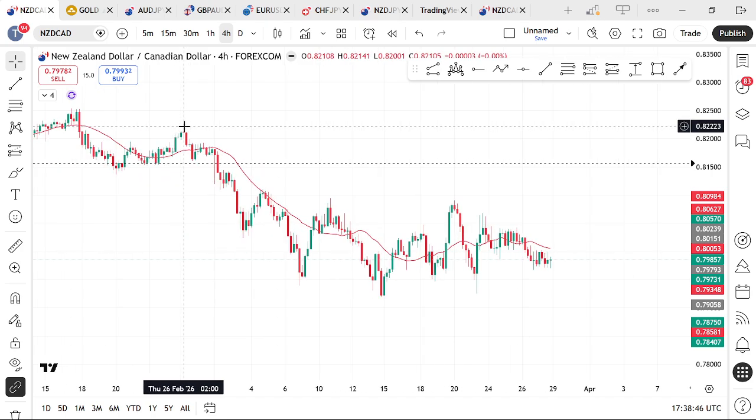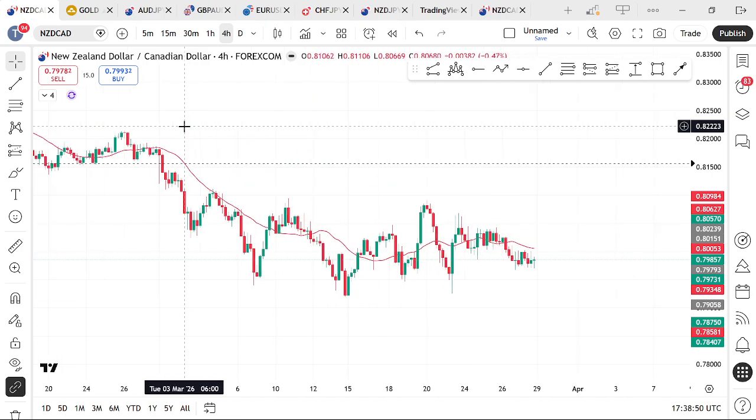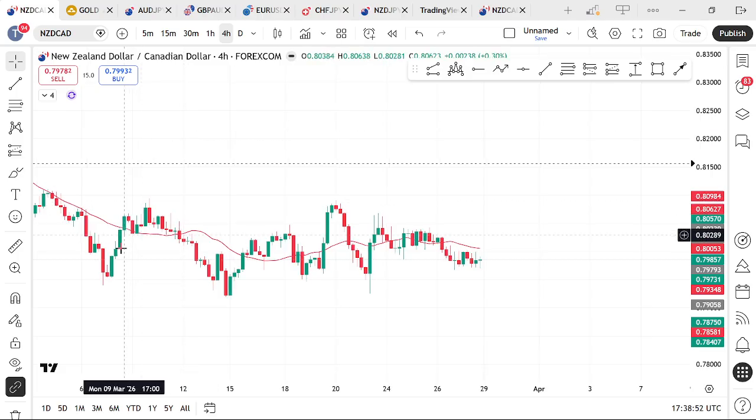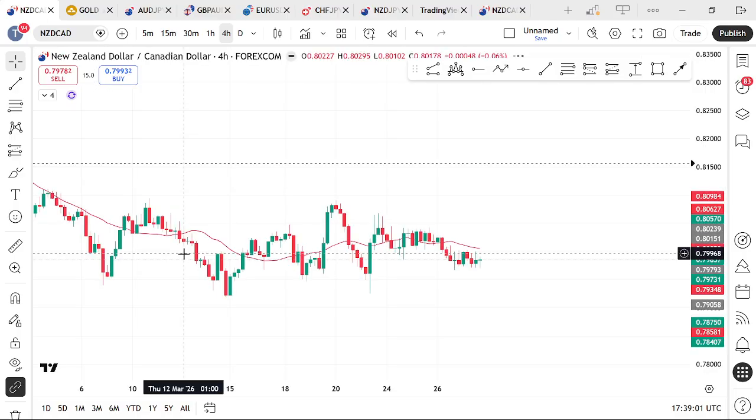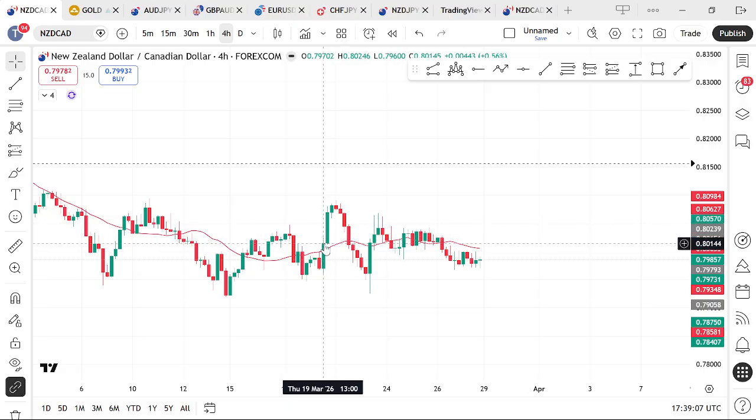So this is what you call a chart. And your chart is made up of candlesticks. If you look at this, you see red and green. All this red and green stuff is called candlesticks. They're called candlesticks because this is how a candle looks. So they call it candlesticks.